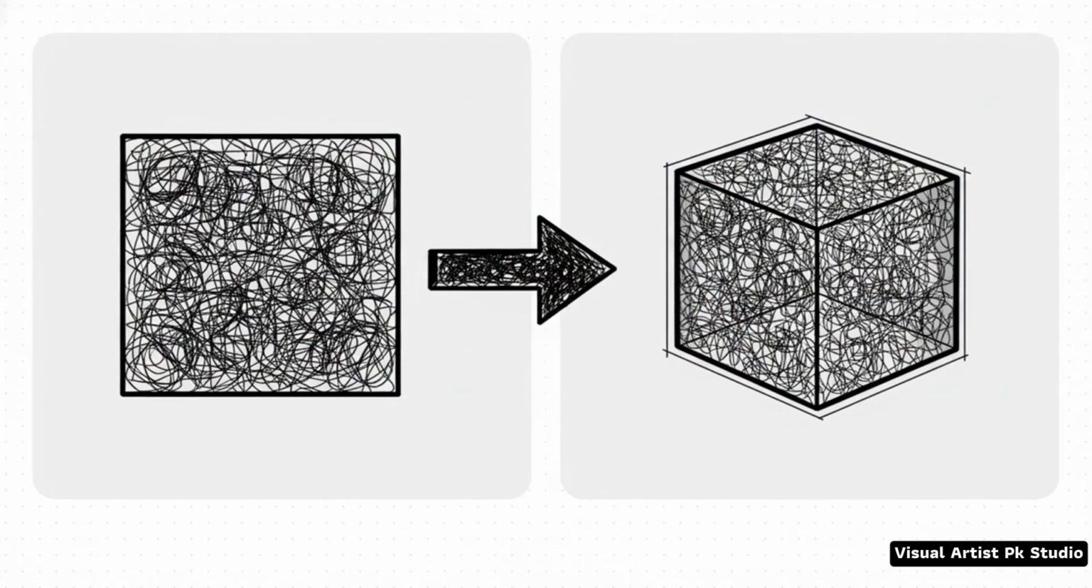Now, when lines connect and enclose a space, they create a shape. And this brings us to a really important distinction: shape versus form. A shape is flat. It's two-dimensional, like a square on a piece of paper. But the second you give it depth, the second it becomes a cube that has height, width, and depth, well, now you're talking about form.